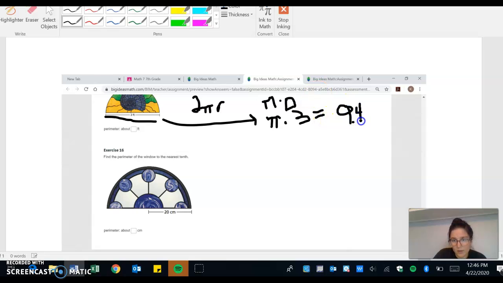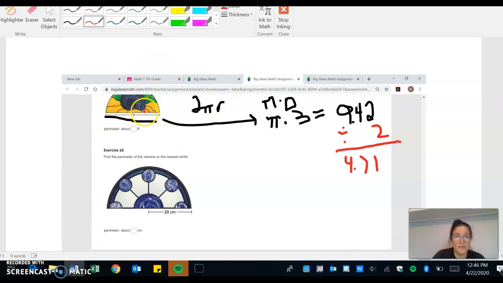Now you have to understand that this right here is a half circle. So 9.42 would be a whole circle, so you have to cut it in half. You have to take that and divide by 2. So that should be 4.71. So that's about 4.71 feet.